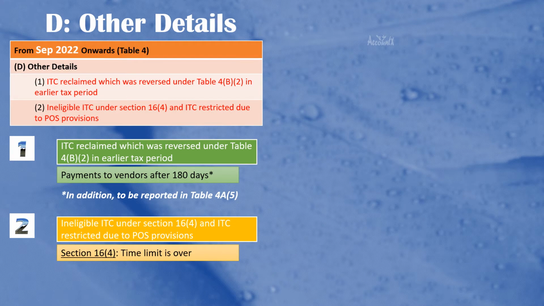Next head, ineligible ITC under section 16 subsection 4. Section 16 subsection 4 gives us time limit within which we can avail input tax credit.